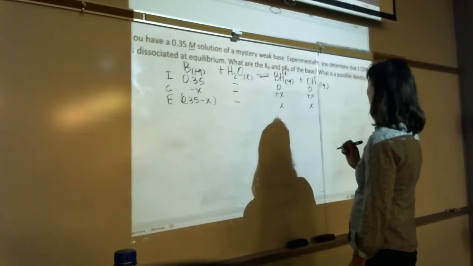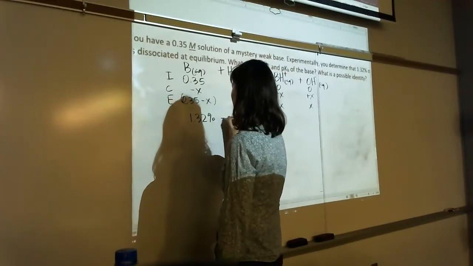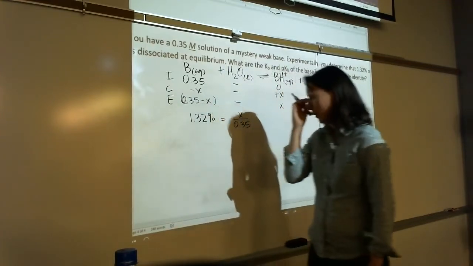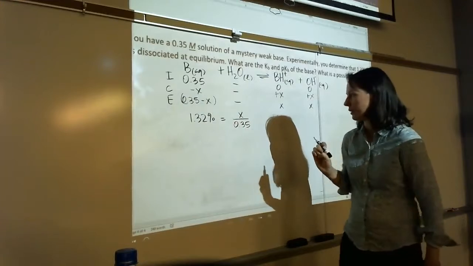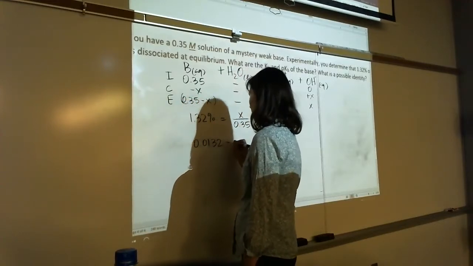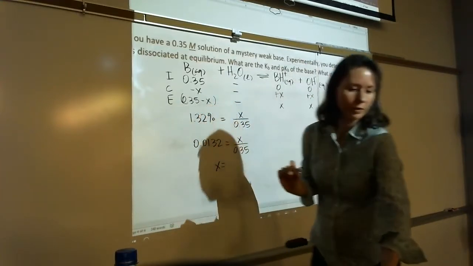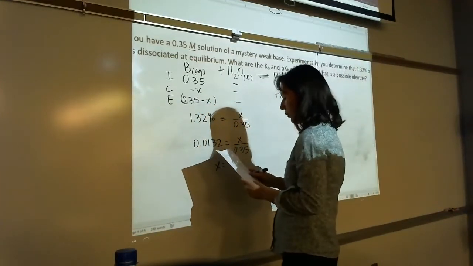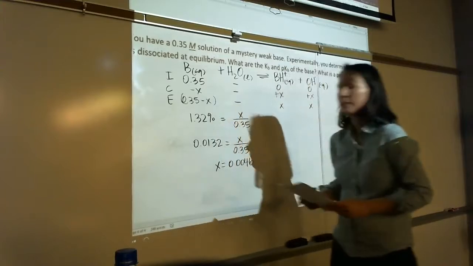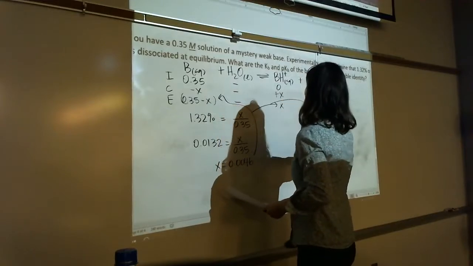Okay, we determined that it's 1.32% dissociated. So 1.32% is equal to x over 0.35. When I turn 1.32% to a decimal, what value is that? 0.0132, right? 0.0132 is equal to x over 0.35. So I got x equals 0.0046. Do we agree? Yeah. All right, let's plug this back in.